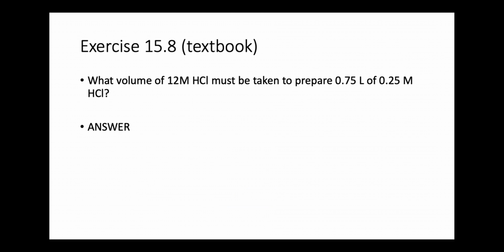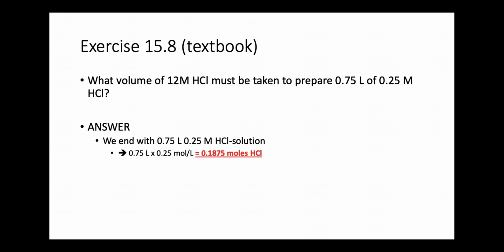Finally, I want to talk about an exercise from the textbook, 15.8. What volume of 12 M, the concentrated HCl, must be taken to prepare 0.75 liters of 0.25 moles per liter HCl? Again, we end with 0.75 liters, 0.25 M HCl solution. So we can calculate how much mole HCl we need. And that is 0.75 liters times 0.25 gives me 0.1875 moles of HCl. That number of moles of HCl I get out of my concentrated 12 M HCl solution.